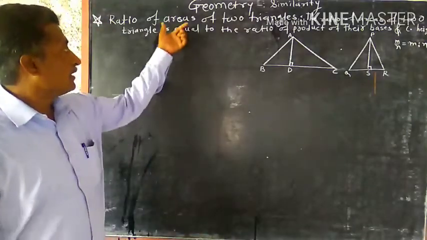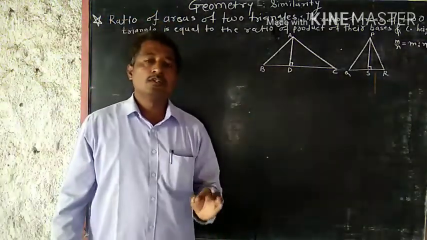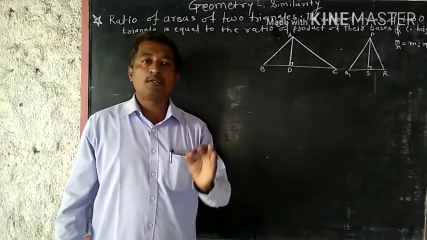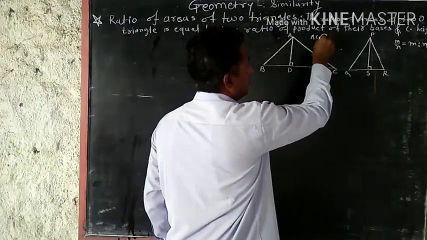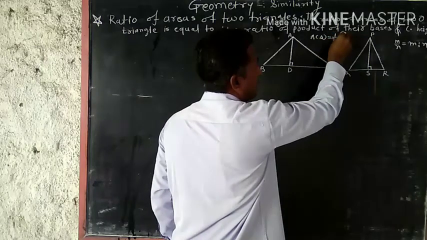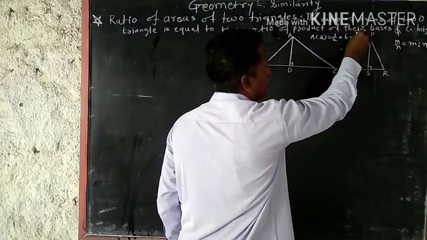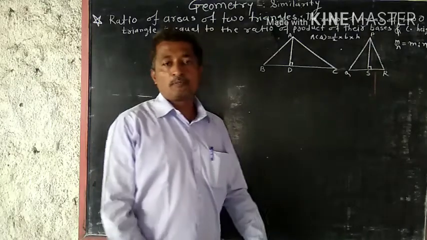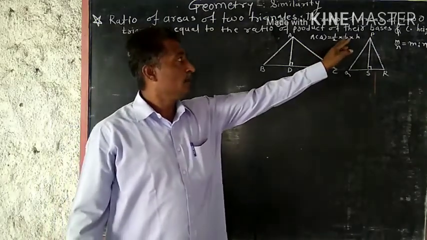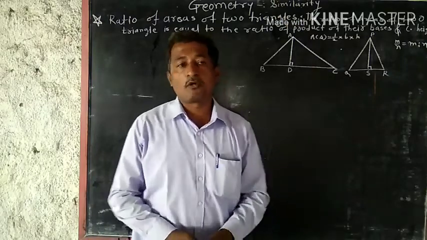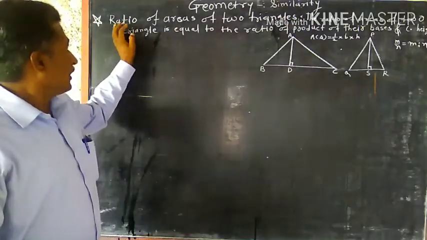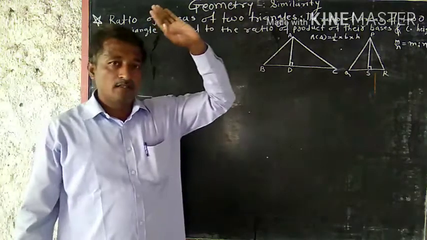Next concept, area. We know the formula for the area of a triangle. The area of a triangle is equal to 1/2 base into height. Area of triangle is equal to 1/2 into base into height. Okay, let's start the property: ratio of areas of two triangles.